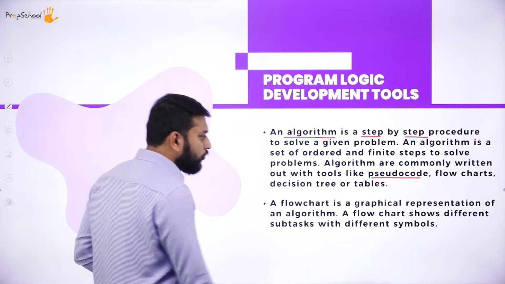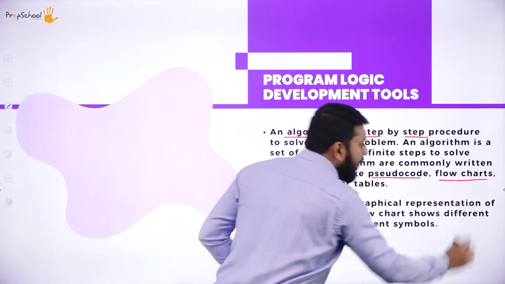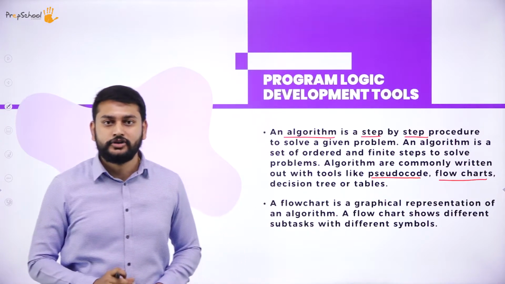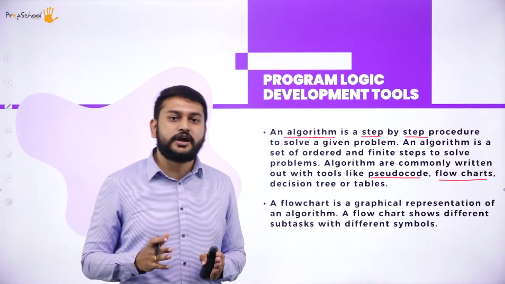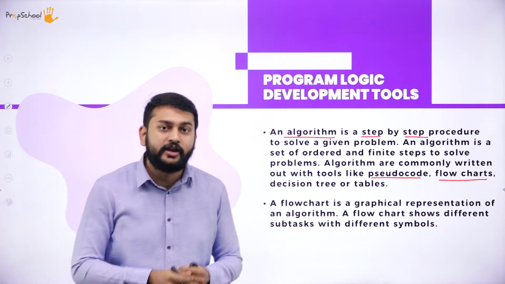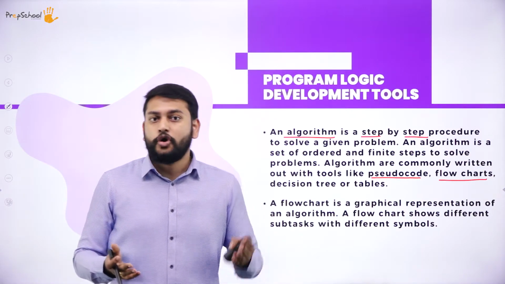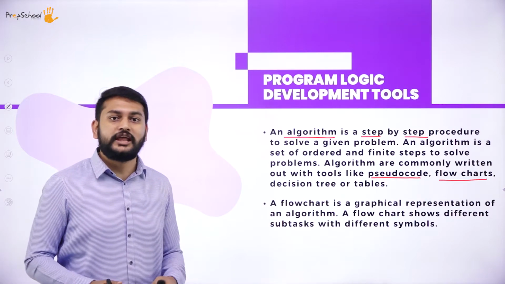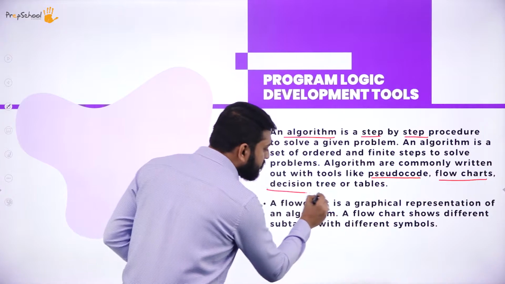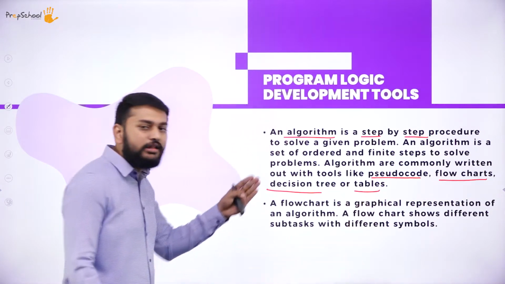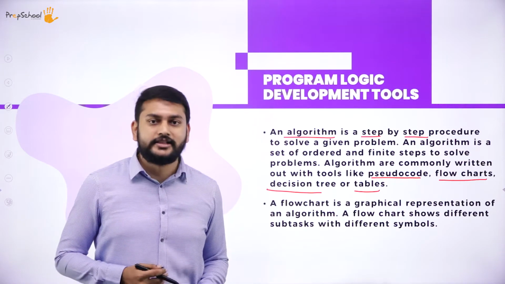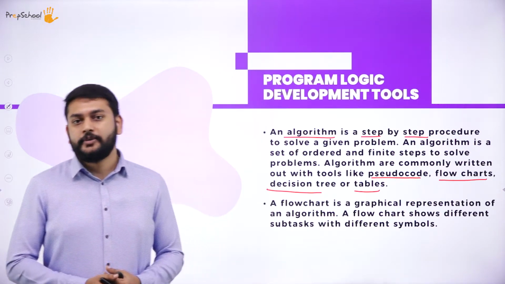Along with the pseudocode, I will also use the flowchart. How exactly are the instructions being executed? What is the flow of instructions? What is the first instruction that you will be executing? After that, what are you going to do? All those things I will be representing with the help of a flowchart. And I will also be using decision trees and tables. All these tools I will be using to represent the algorithm. That's what you have to remember. So fine.